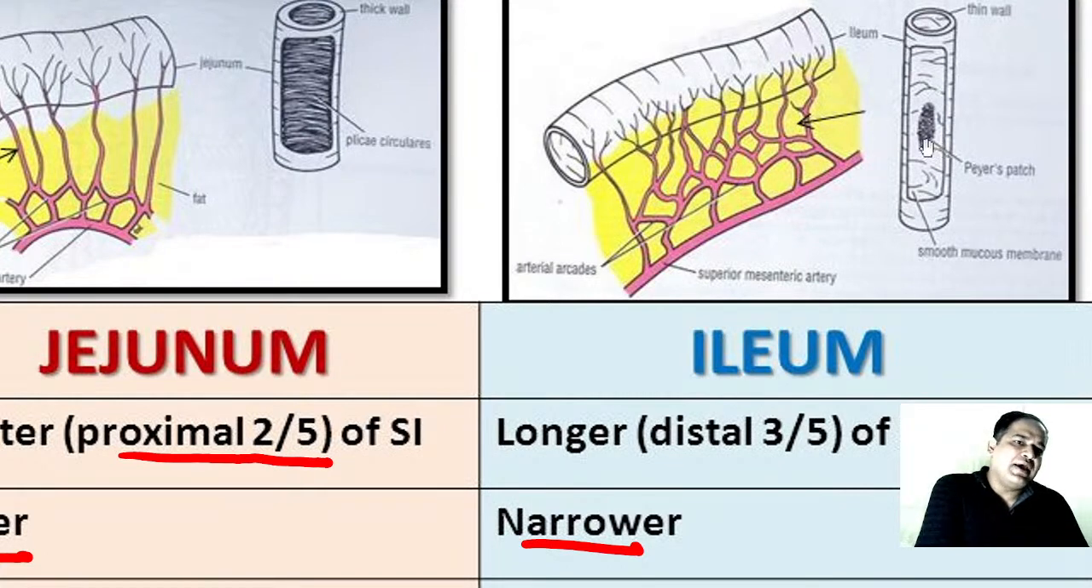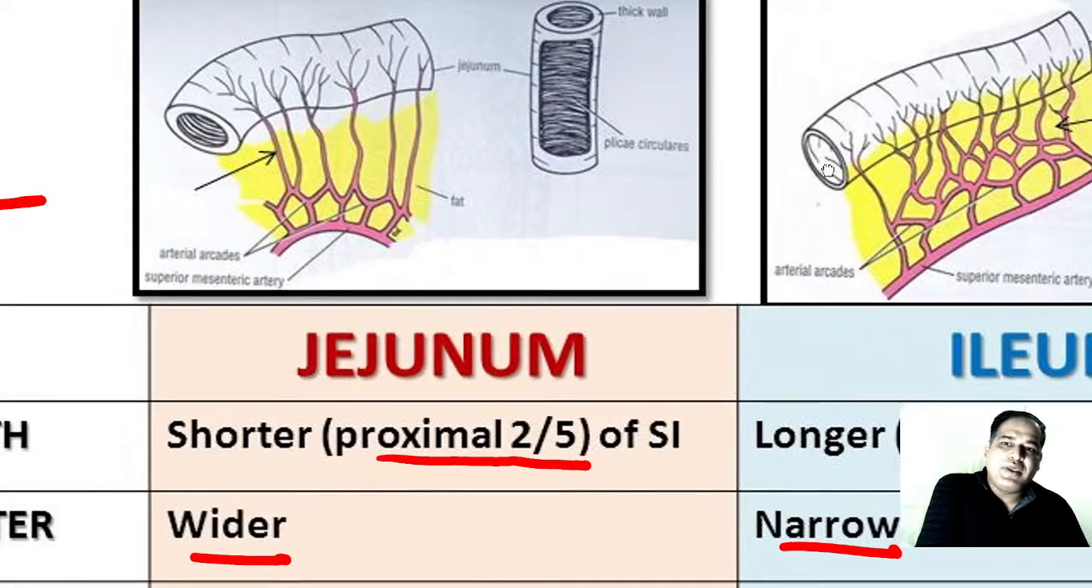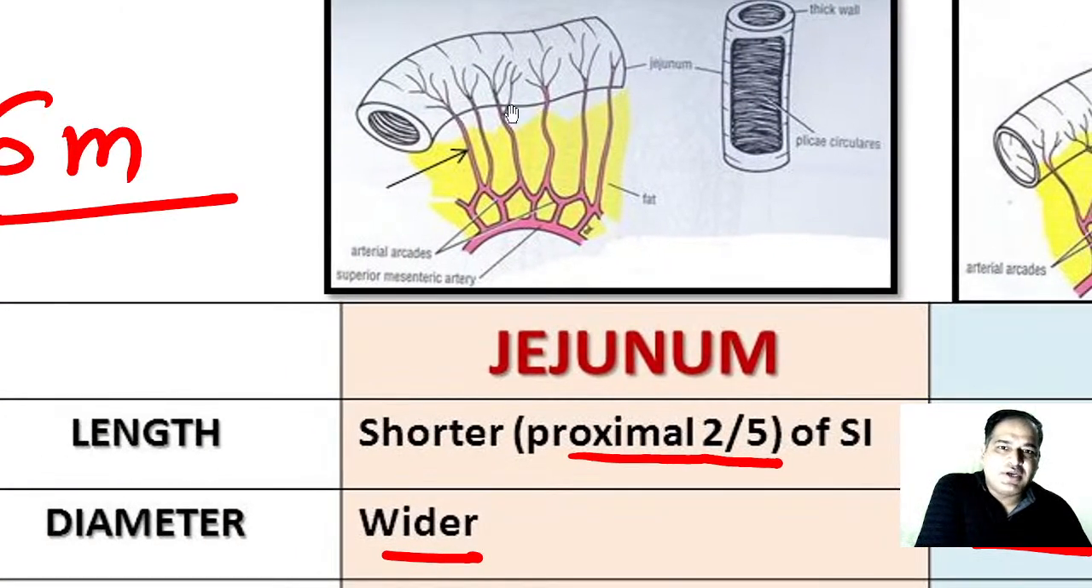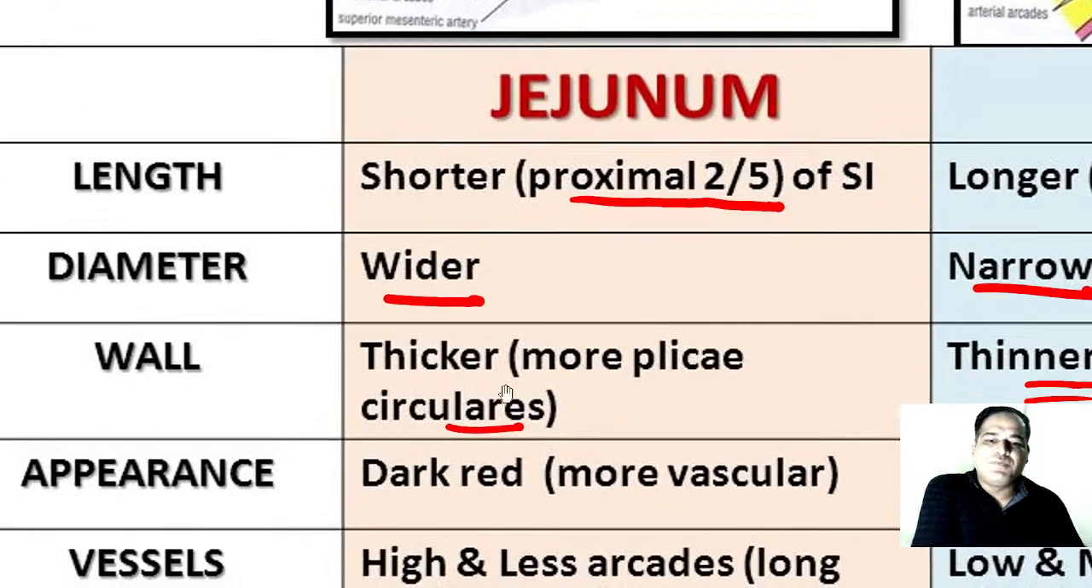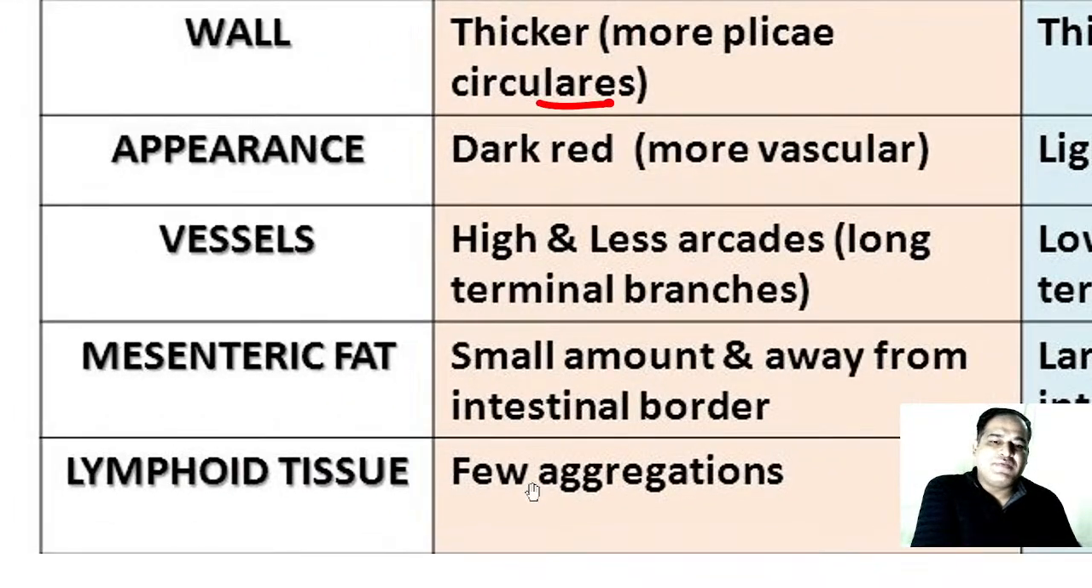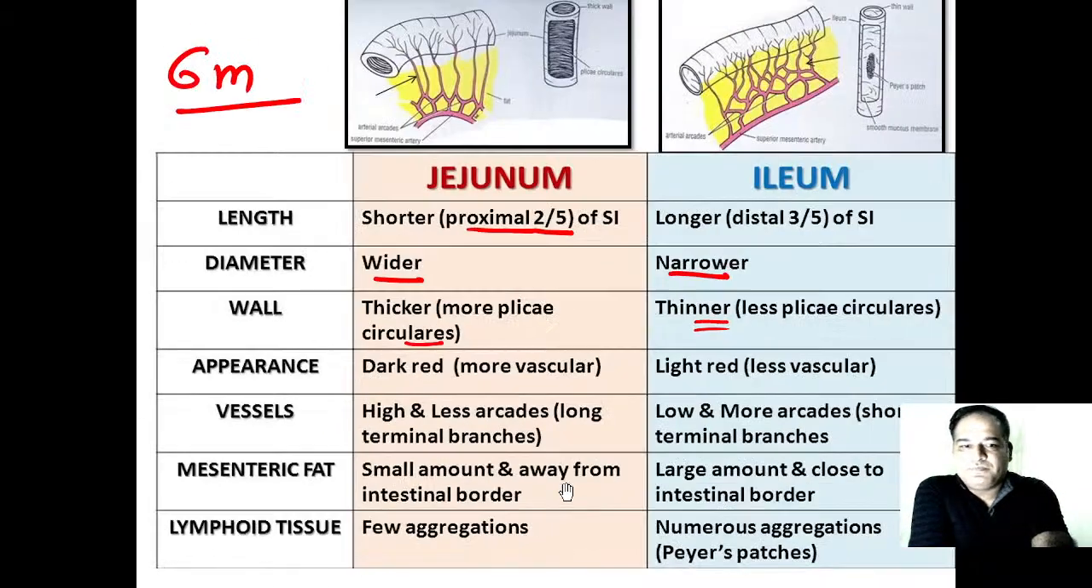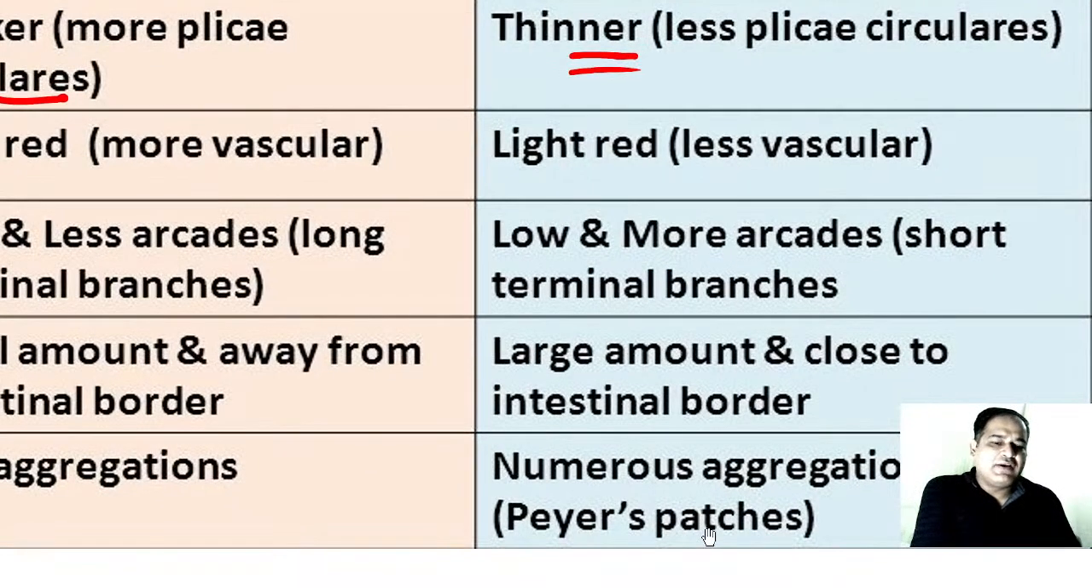Now you see here, the ileum also has Peyer's patches. There are no such lymphoid aggregates in the jejunum. So see over here, the lymphoid aggregates are called Peyer's patches.